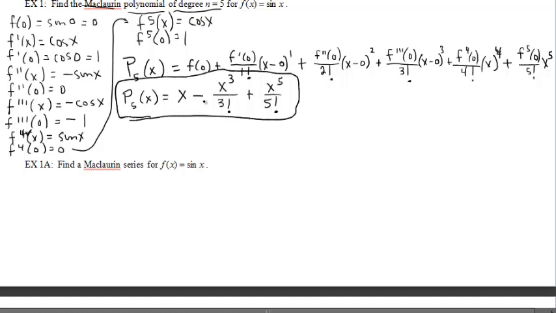So graph this in y1, this in y2, and these two graphs are going to agree for some radius. That's it. That's how we create them.